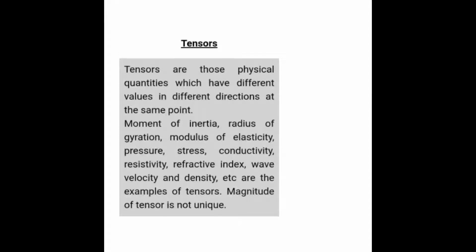Like the refractive index, which we know is defined as the speed of light in air or vacuum to the speed of light in a given medium. They have different values in different directions; their values change as the direction changes, with the same point of application. That means for the same substance, the refractive index value changes, right? In simple words, we can say the magnitude of a tensor is not unique. They don't have a fixed value; they have different values in different directions.